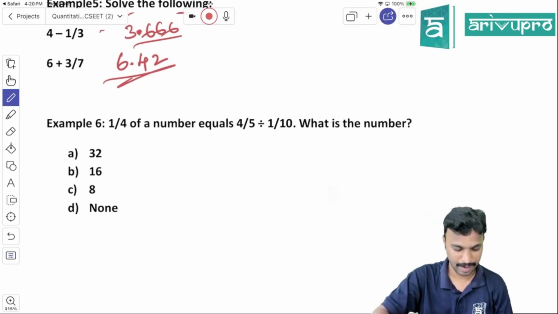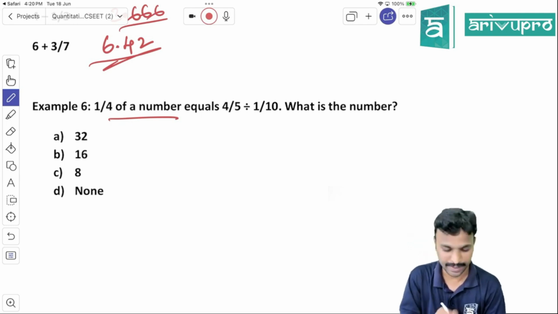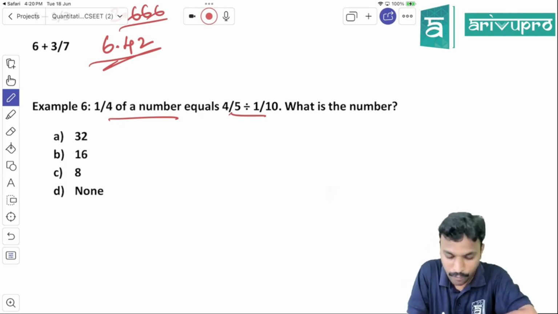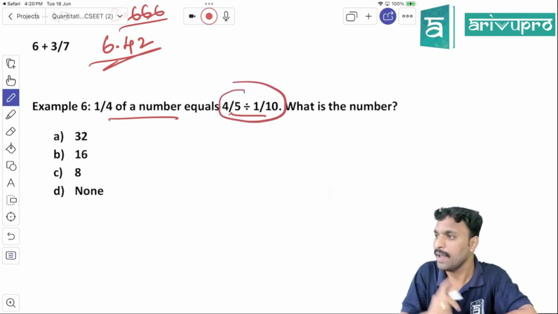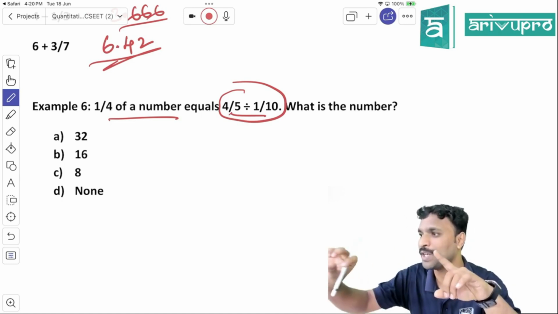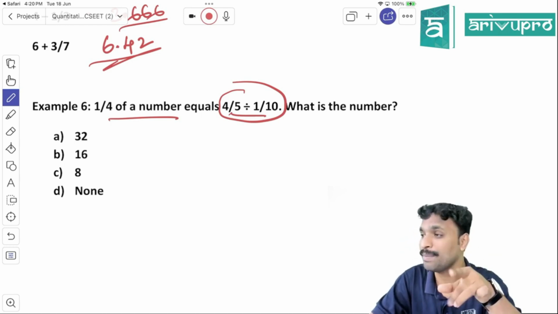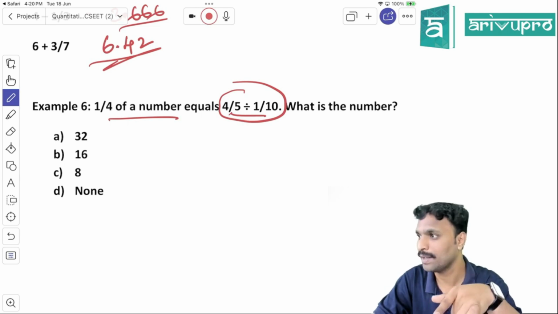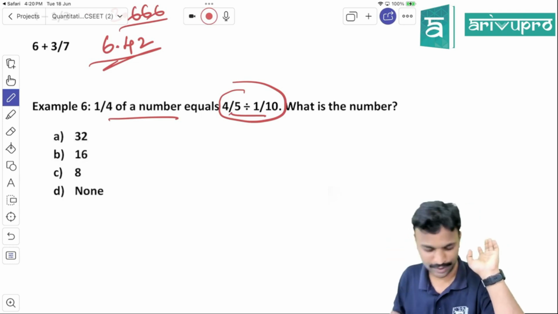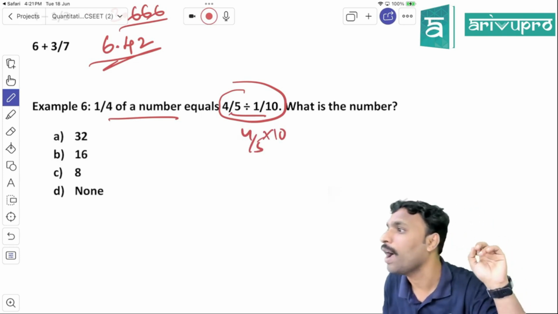Everyone? Now, let's solve the next question. 1 by 4 of a number is equal to 4 by 5 divided by 1 by 10. Listen carefully. When you want to convert division into multiplication, one of the numbers you should take the reciprocal. Either 1 by 10 or 4 by 5. 1 by 10 is easier, yes or no? So it becomes 4 by 5 into 10. So division is converted into multiplication.